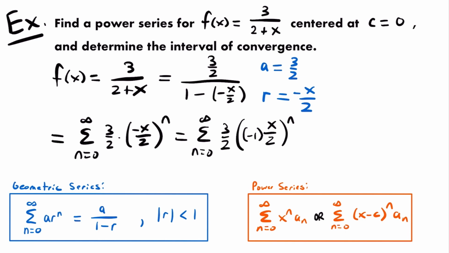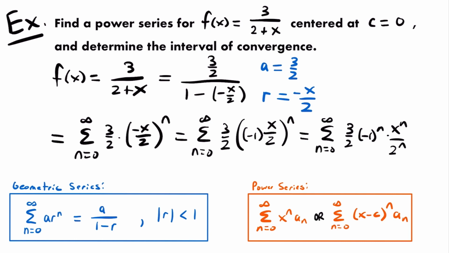But now what we can do is take each of these parts to the power of n. We can take negative 1 to the power of n, x to the power of n, and 2 to the power of n. And so if we do that, this will be equal to the sum from n equals 0 to infinity of 3 halves times negative 1 to the power of n times x to the power of n divided by 2 to the power of n.